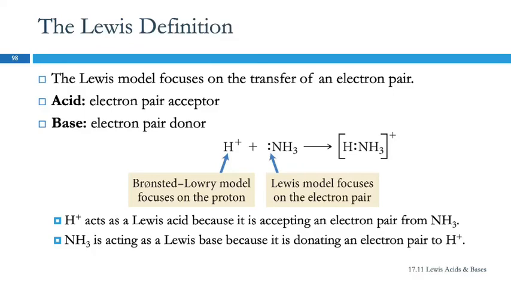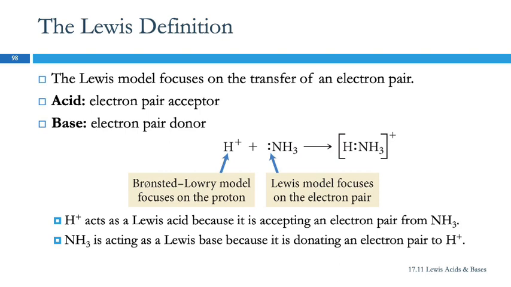So in Chem 1A, we learned about the Arrhenius definition of an acid, and there was another one. Bronsted-Lowry, thank you. We learned about Bronsted-Lowry and Arrhenius definitions. Here's another definition, the Lewis definition.